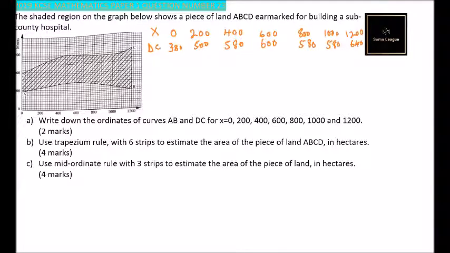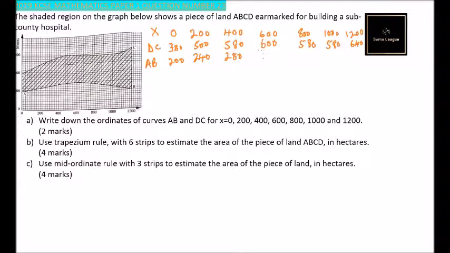Let me show you what we have done here. So these are the values that we are reading. That is 0, 200, 400, and so forth. From there, we read the values of AB. That is where we have the line AB. So at 0, if you check here, it is at 200. At 200, we have 240. Then at 400, we have 280.